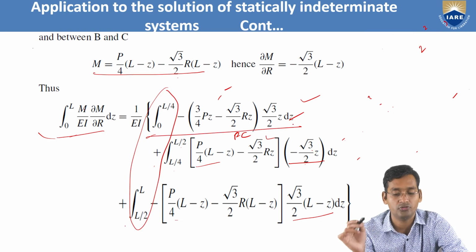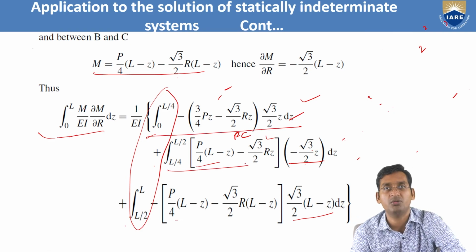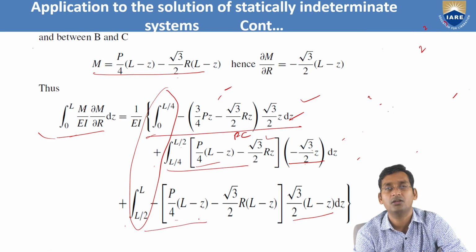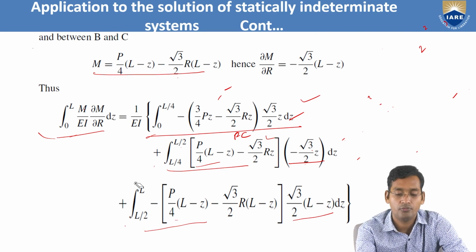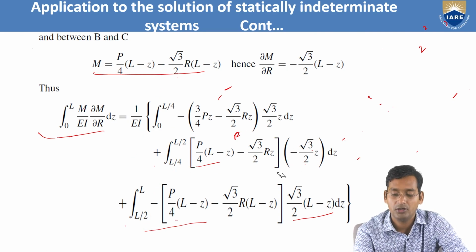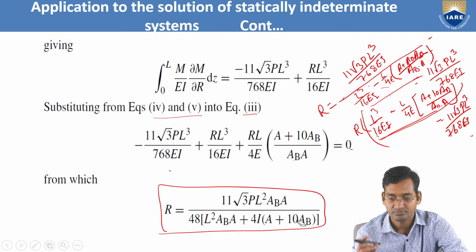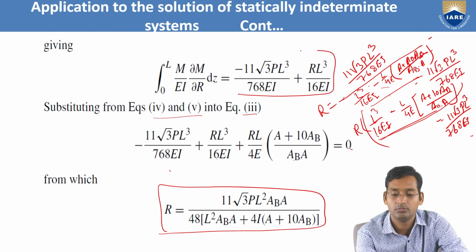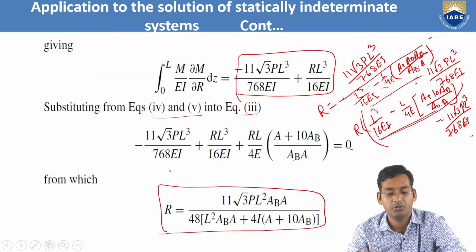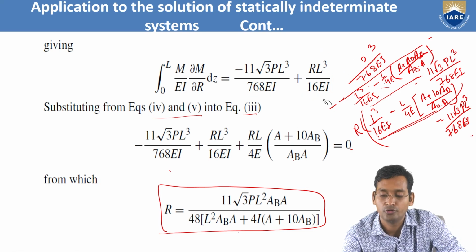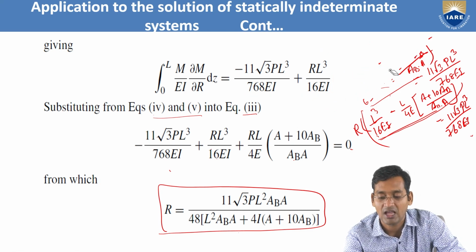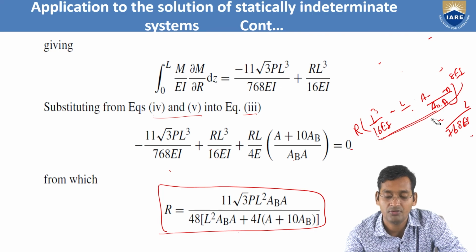After substituting the proper limits, for this part 0 to L by 4, for this part L by 4 to L by 2, and for this part L by 2 to L, and after simplifying, what you will get? This value. So dou M by dou P value will be this one. So now what is next? We have to just add. So this is our equation number 5.